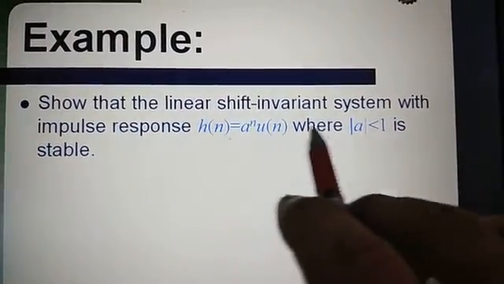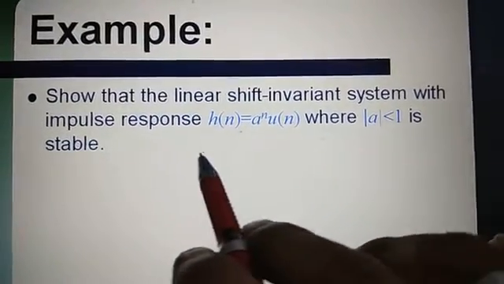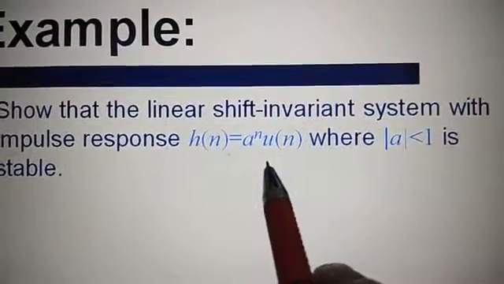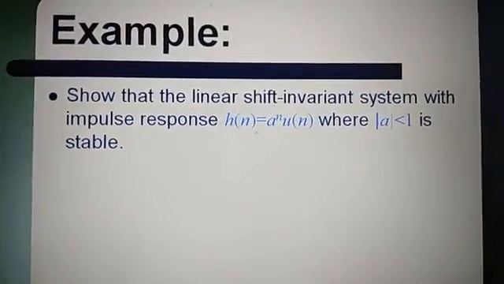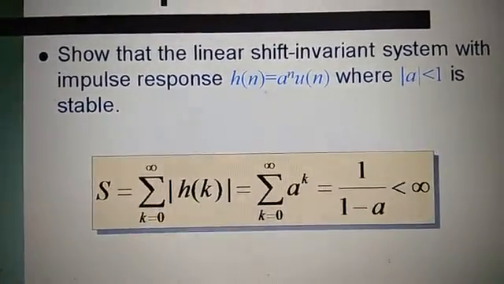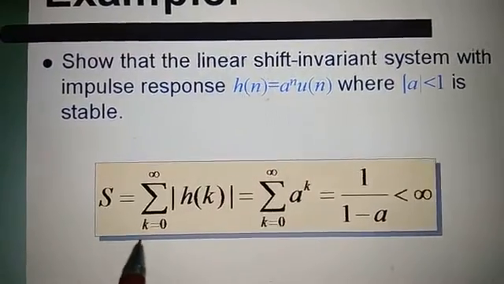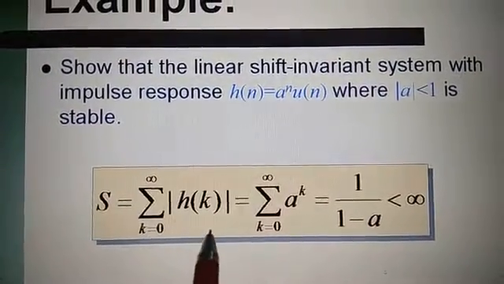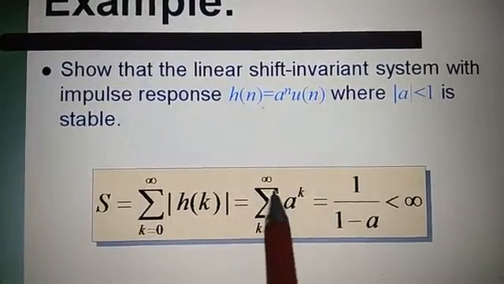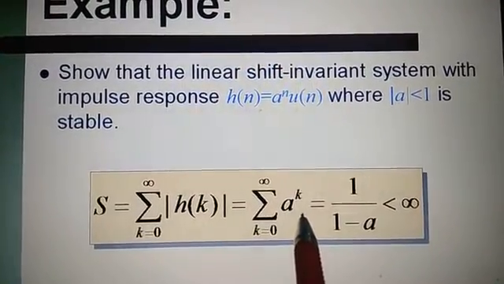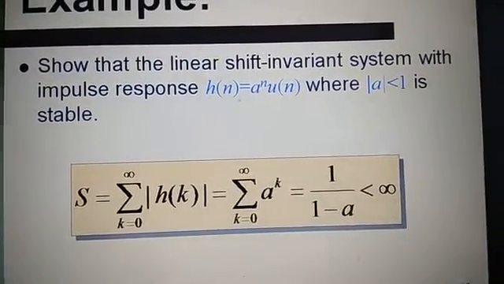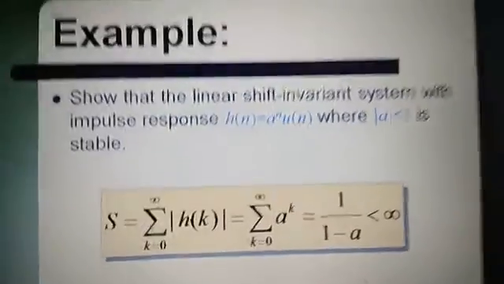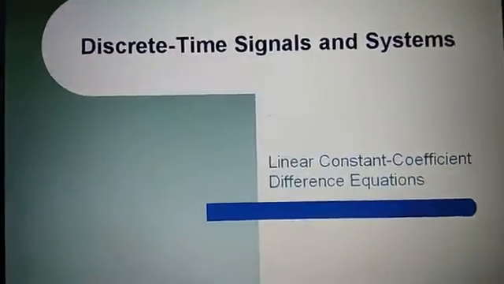Let us see this example. Show that the linear shift invariant system with impulse response h of n is equal to a to the power n u of n, where magnitude of a is less than 1, is stable. You have to show that stability S is equal to summation k is equal to 0 to infinity magnitude of h of k, which is equal to summation k is equal to 0 to infinity a to the power k, is equal to 1 upon 1 minus a, which is less than infinity. This is a standard geometric series formula by which we can show.